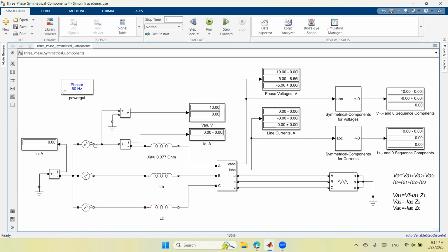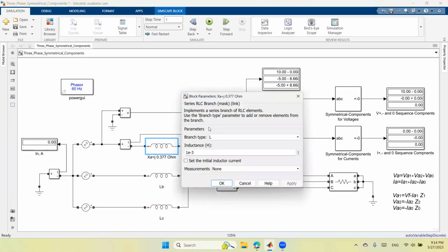Now I'm connecting each phase in series with a reactor. This reactance will play the role of the transmission line or transformer plus transmission line. These reactances, I selected them to be j0.377 ohms. This reactance is given in ohms.